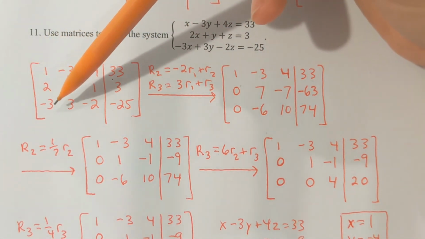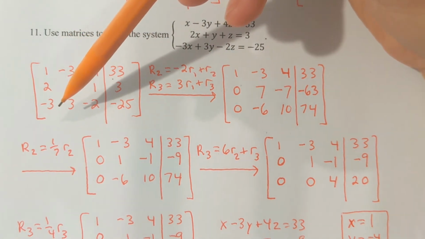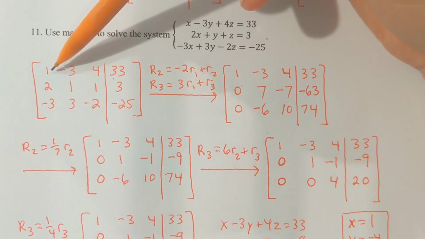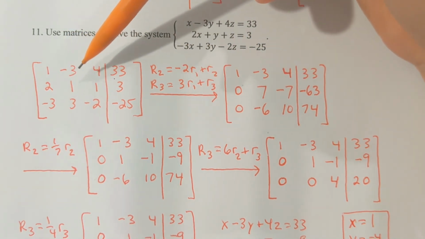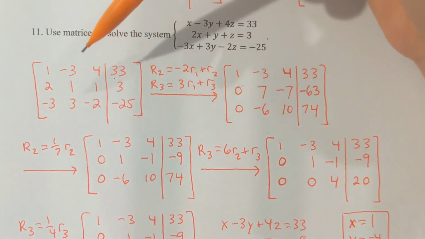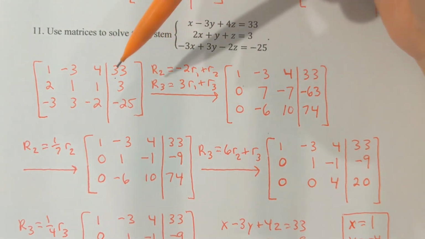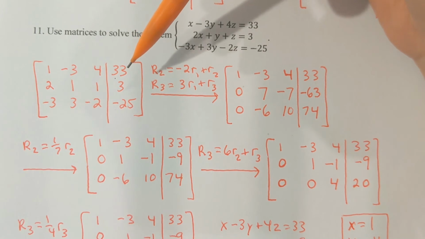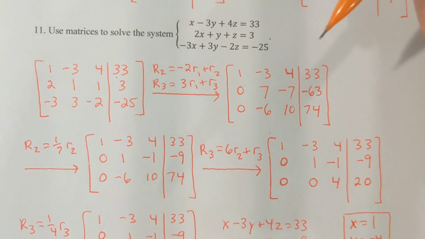I also need a 0 here in row 3 leading off. Right now it's a negative 3, so to have that be a 0, I could take 3 times row 1 plus row 3. Okay, let me do that. 3 times 1 is 3, minus 3 is 0, that's what I need. 3 times negative 3 is negative 9, plus 3 is negative 6. 3 times 4 is 12, minus 2 is 10, and then 3 times 33 is 99, minus 25 is 74.